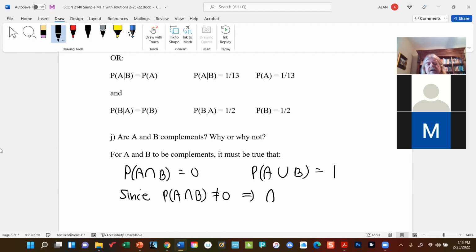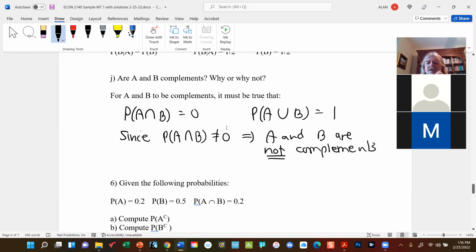That indicates that A and B are not complements. And that's all you have to show. One of the conditions is false. We could try the other one too, but it doesn't matter because the first one is false. And that's it. That's all we needed to demonstrate that A and B are not complements.